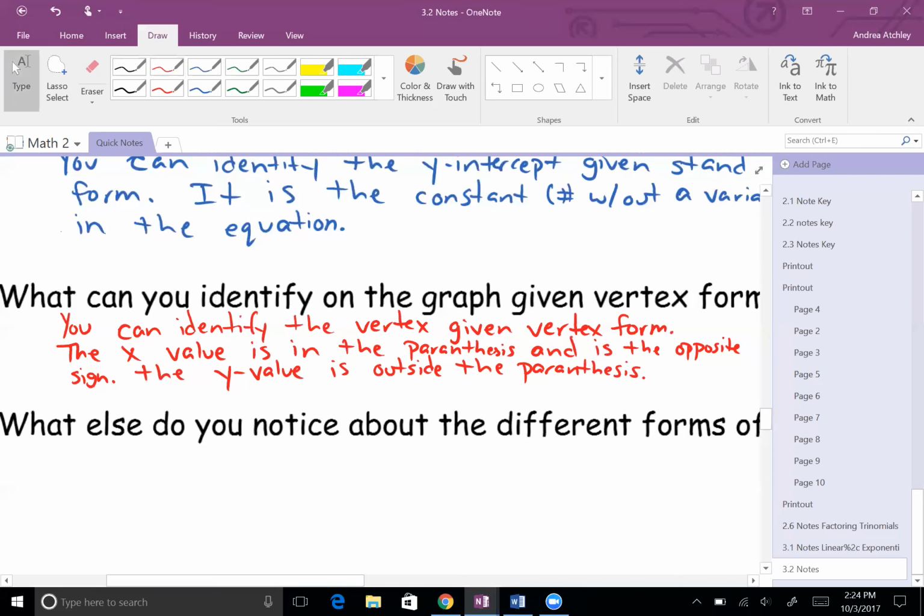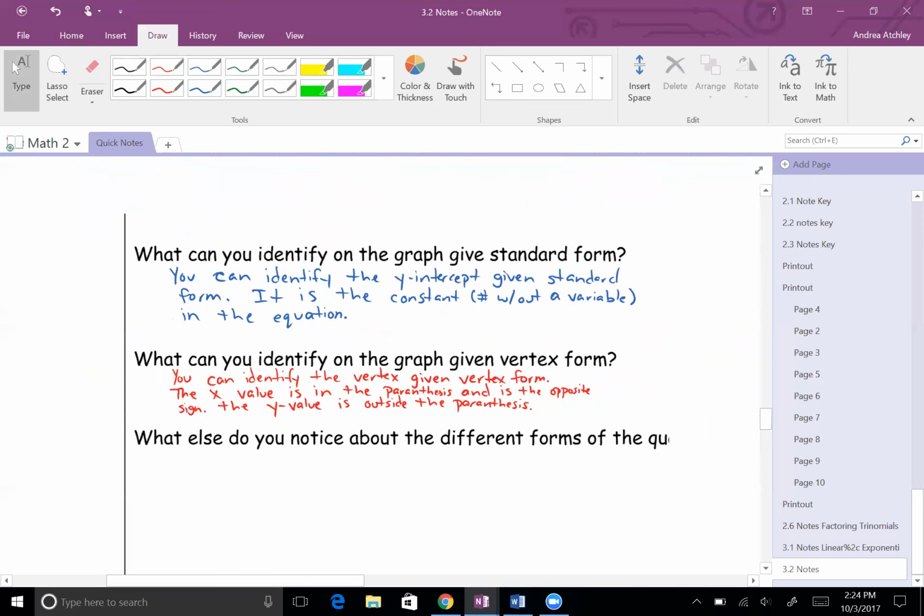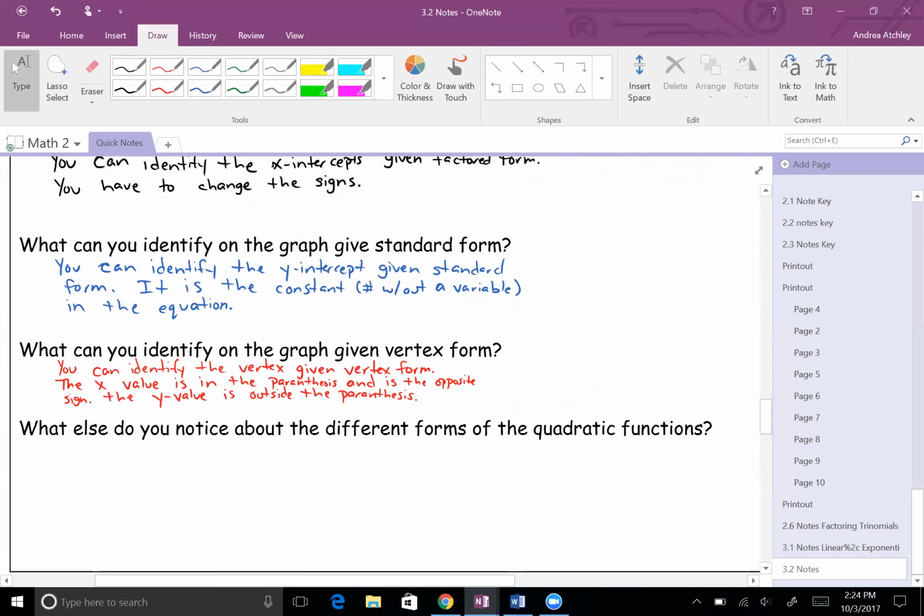Okay, did you guys notice anything else? Yes. It said that if you split up the parabola in the middle, both sides equal each other. Okay, they're symmetrical. Very good. Anyone notice anything different about the equations?